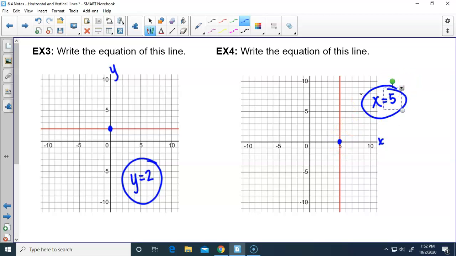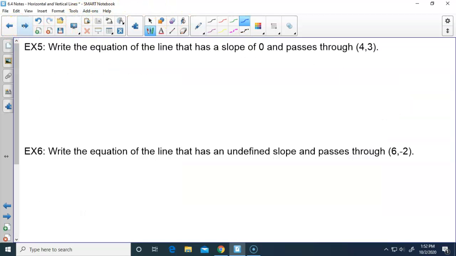Okay? Let's look at doing some of these just from word problems. So for example 5, it says write the equation of the line that has a slope of 0 and passes through 4, 3. And so slope of 0 tells me that we are dealing with a horizontal line here.